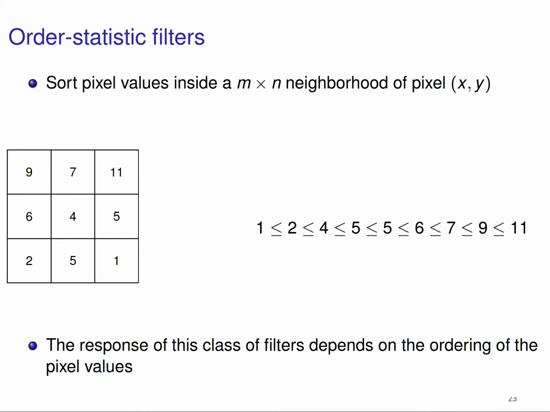After that, I replace the value of the center pixel with the value determined by the ranking result. In this example the center is 4, and I can replace 4 with the minimum value, which is 1, or with the maximum value, which is 11, or with the median value. I'm going to explain what that means and how we use this filter.